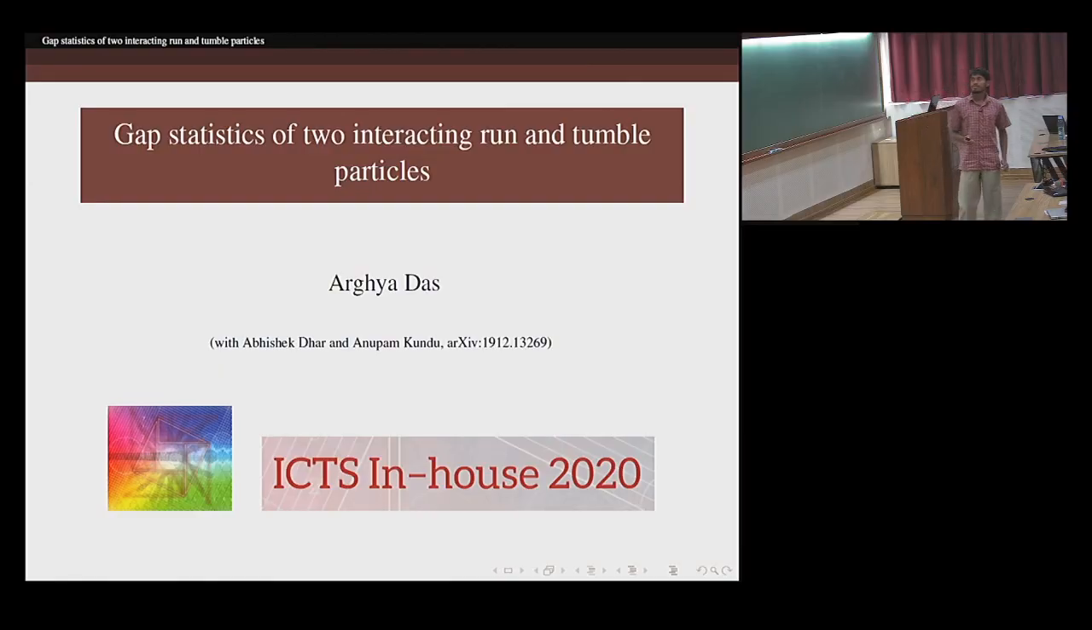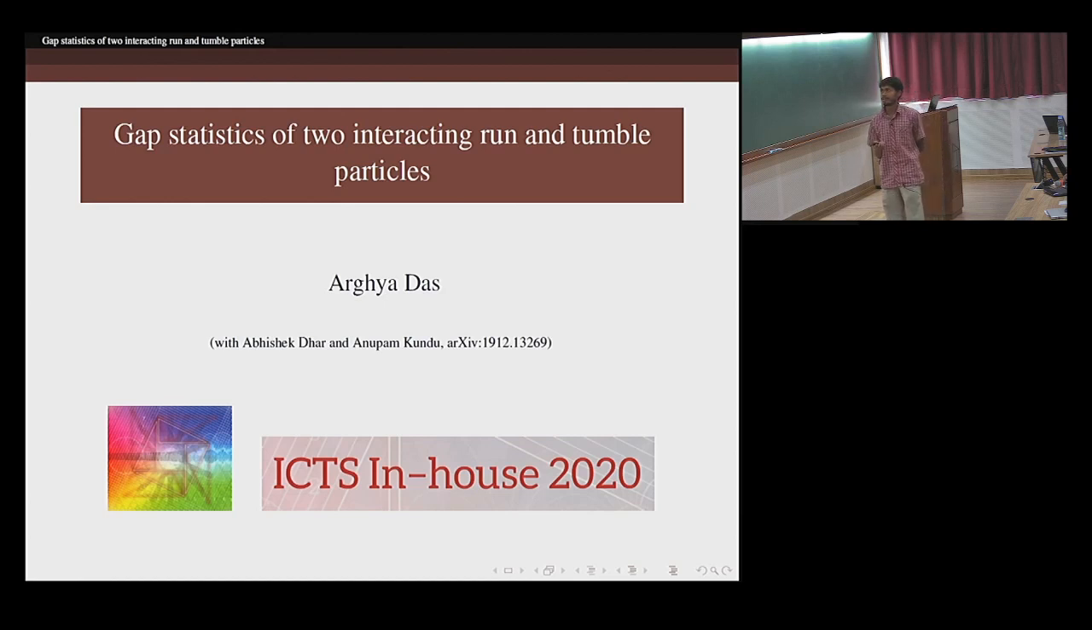Okay, good afternoon. I am Arghya and I will speak about gap statistics of two interacting random tumble particles. This is work done with Abhishek and Anupam. Let me explain the terms here. I am interested in only two particles, two random tumble particles, which are a special class of active particles or active systems.